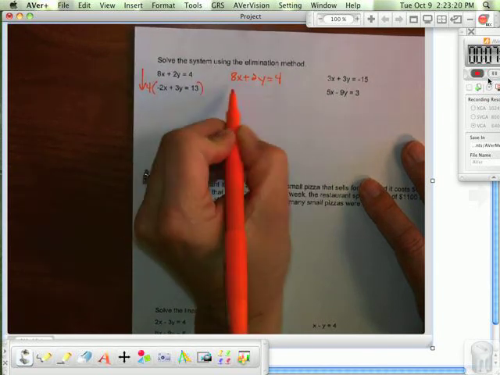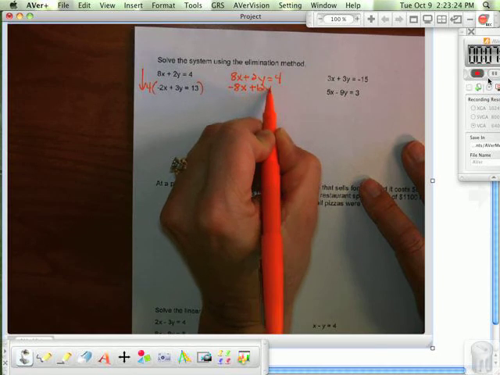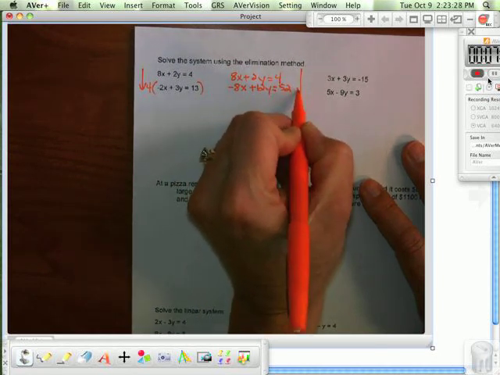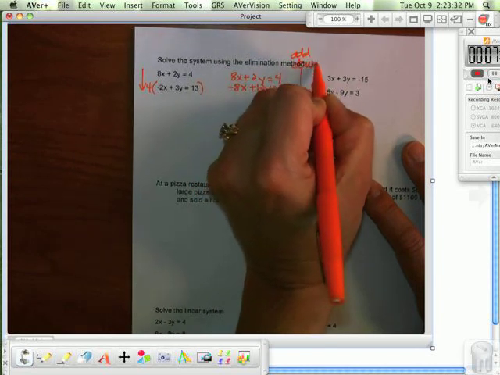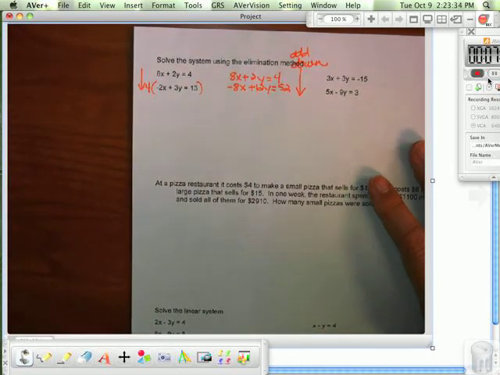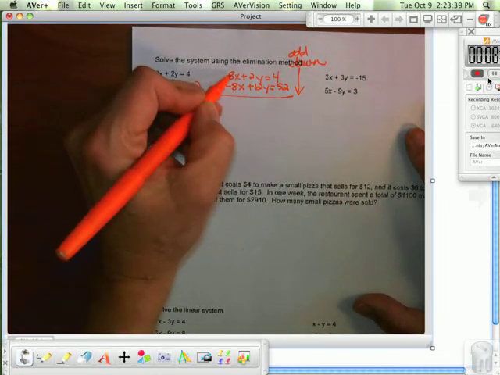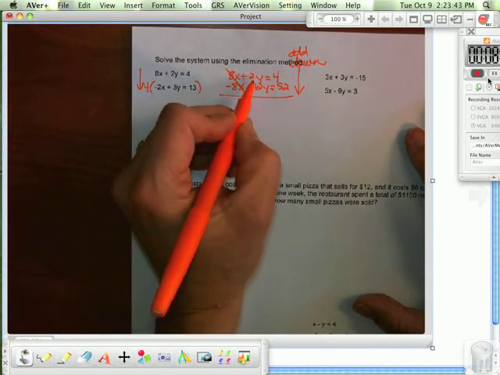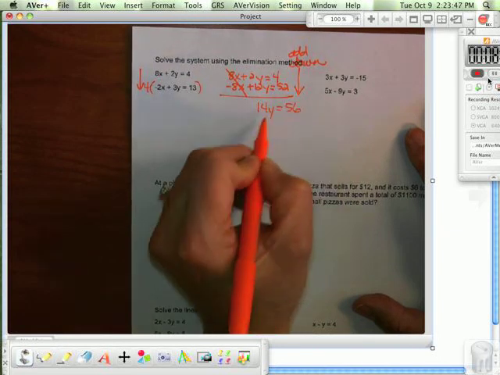Negative 8x plus 12y equals 52. Now what you want to do is add down. Okay? What that does for me is, if I add these together, they go away. 2y plus 12y is 14y equals 56. Oh, it's a beautiful thing.